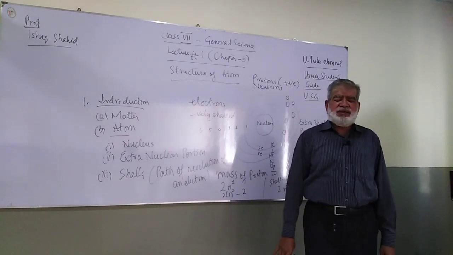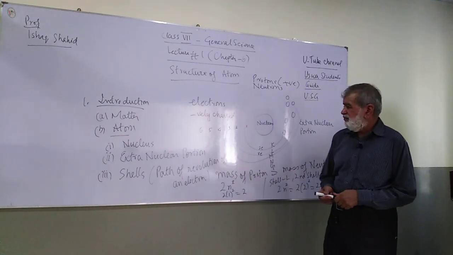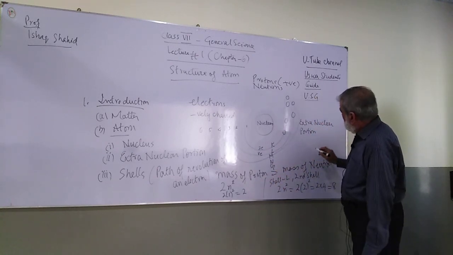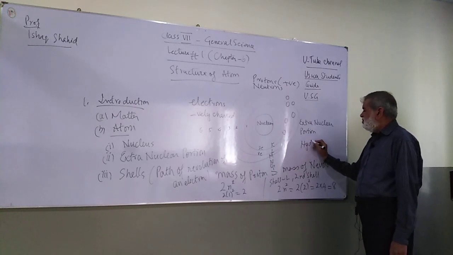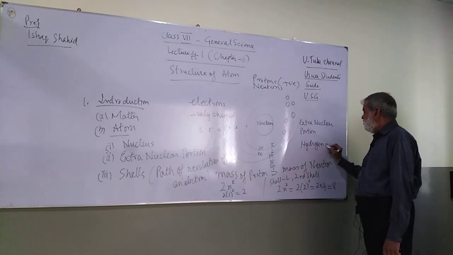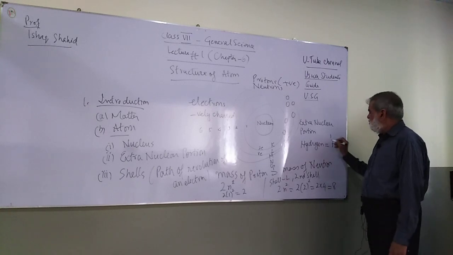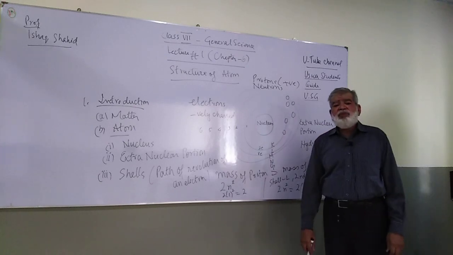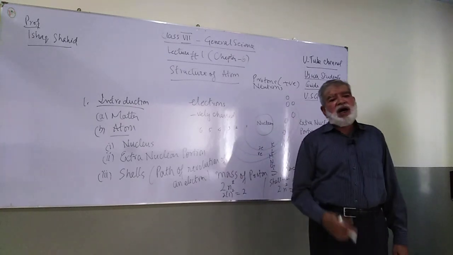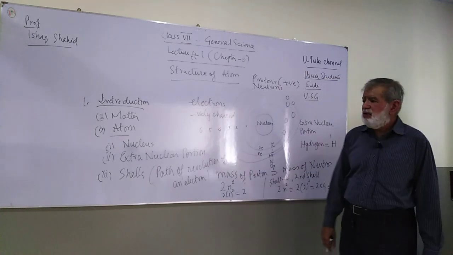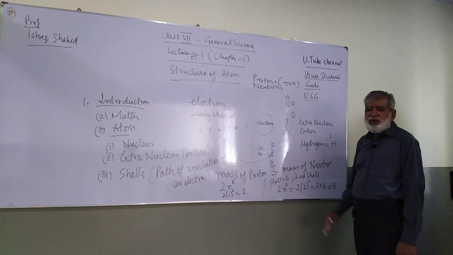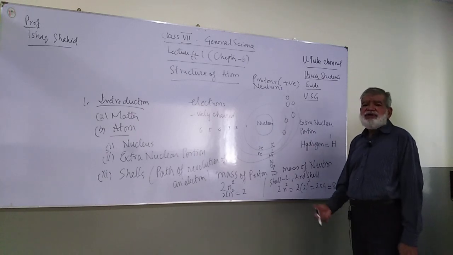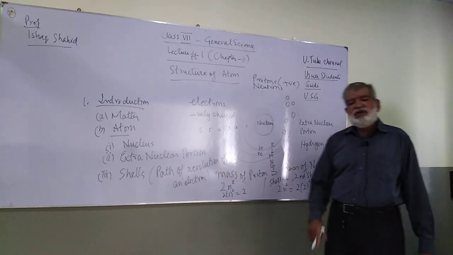Hydrogen is the simplest of all the atoms, and the symbol of hydrogen is H. It has 1 proton in the nucleus, and the number of protons in the nucleus equals the number of electrons in the extranuclear portion. So if there is 1 proton in the nucleus, then the number of electrons revolving around it is also 1.